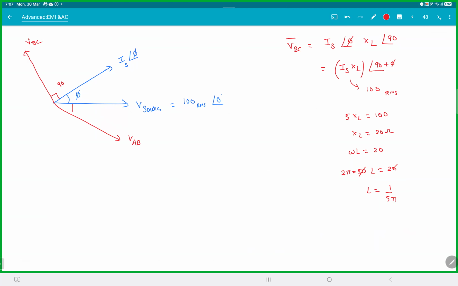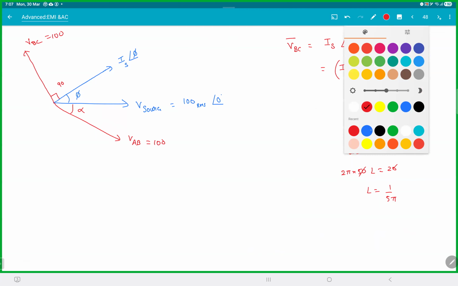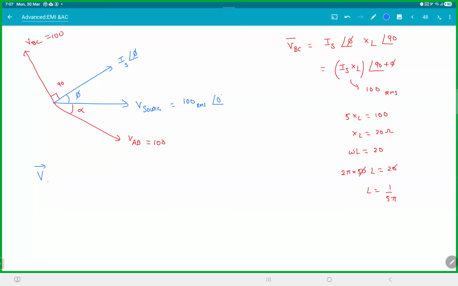VAB, let this angle be alpha. Now this is also 100 and this is also 100. We know the vector V source is nothing but the vector VAB plus the vector BC. You can clearly see this is 100, this is 100, and the resultant is 100. This is only possible if the angle between the source and this must be 60 degrees.